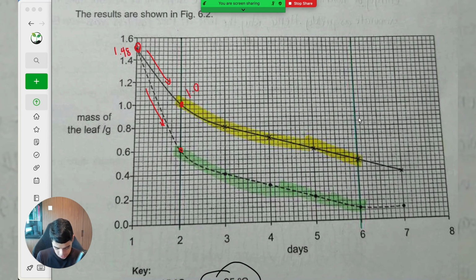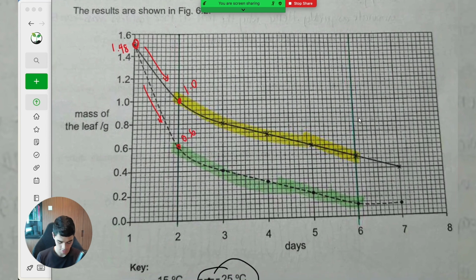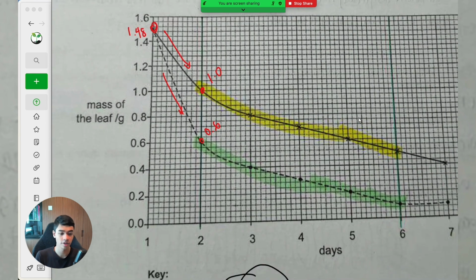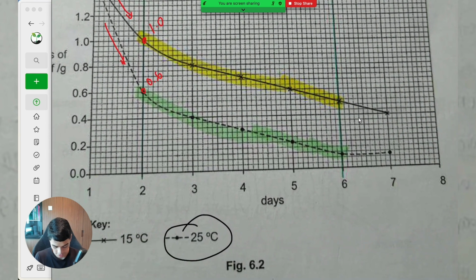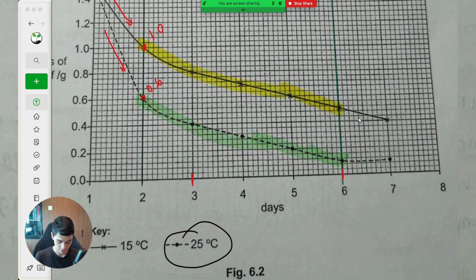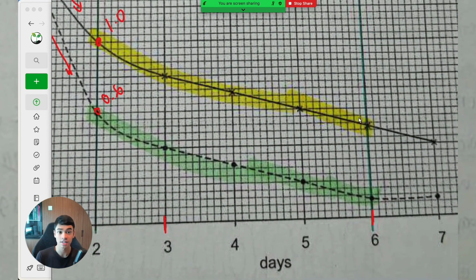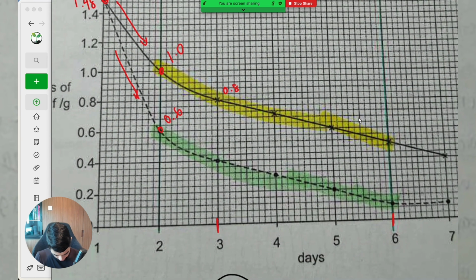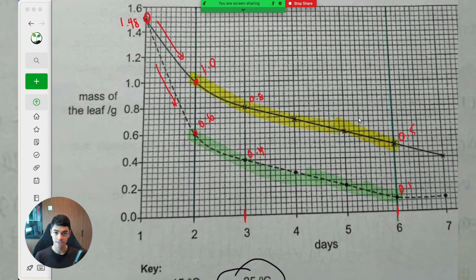Okay, so this is 1.0 and then this one is 0.6. So we can say that there is a steep decrease, but the 25 degrees experiment leaf had a sharper decrease, a greater sharp decrease. It went to 0.6. That is another point that we could give, or you could give another. So here's another idea. From day 3 to day 6, you notice that there is a linear decrease. So we can say that for both experiments, from day 3 to day 6, there was a linear decrease. For the 25 degrees one, it was from 0.8 to 0.5, and then this one is 0.4 to 0.1. That's how we will answer this.